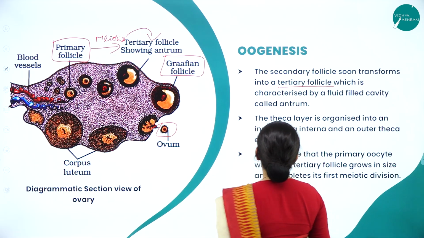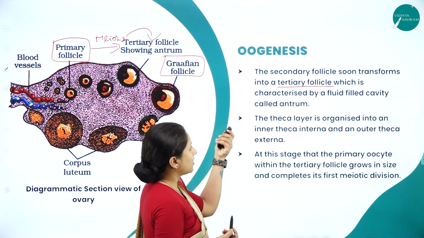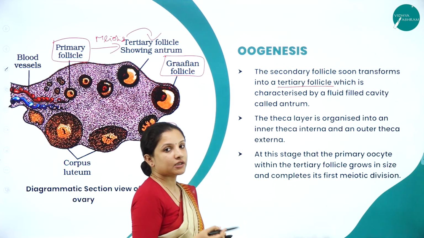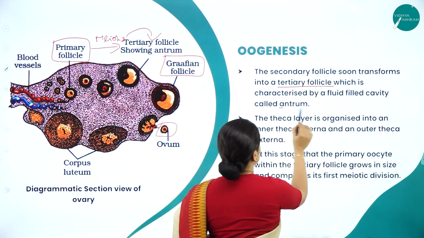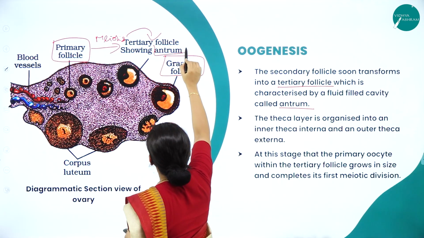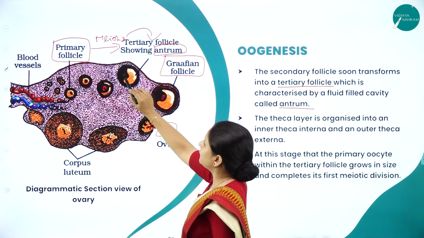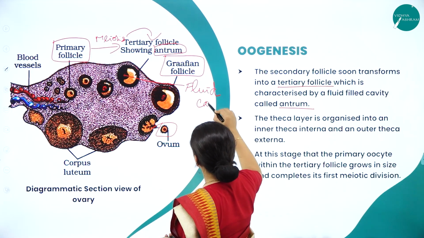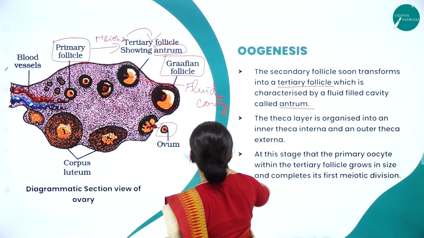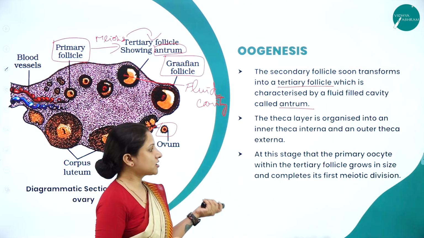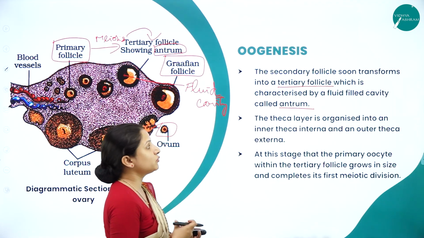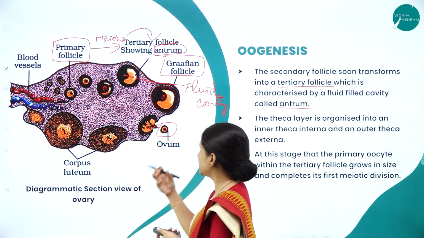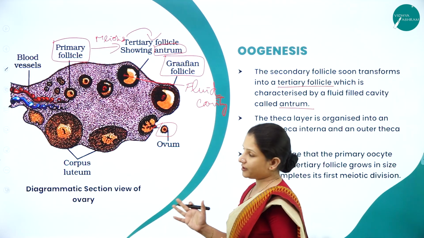As I told you, the tertiary follicle will contain a fluid-filled cavity called antrum. So what is this antrum? In the tertiary follicle, we have a fluid cavity. That fluid cavity is called the antrum. This tertiary follicle will get converted into the Graafian follicle, which is matured. Once they are matured, they will start releasing the ova or the egg.